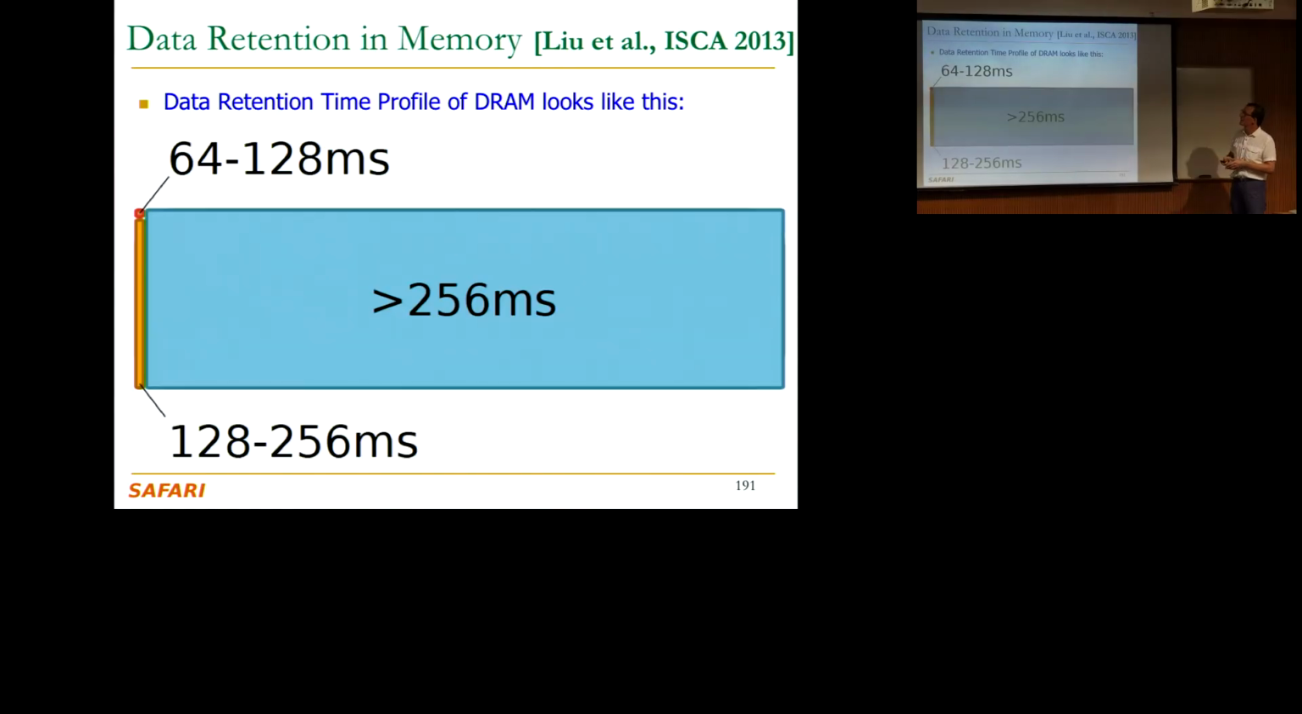The data retention time profile of DRAM actually looks like this. Very few rows need to be refreshed every 64 milliseconds. Most of the rows you can get away with refreshing every 256 milliseconds. Now that almost immediately gets rid of 75% of your refreshes, right? Because most of the rows can be refreshed at a 4x longer interval.